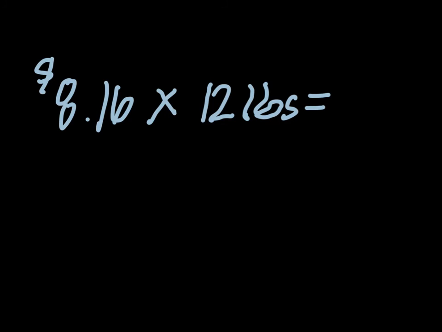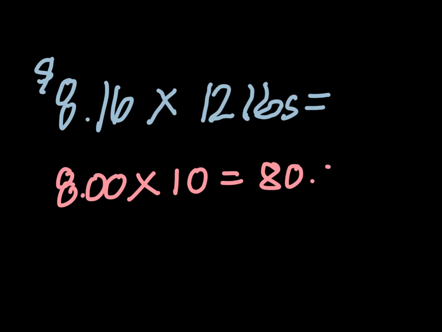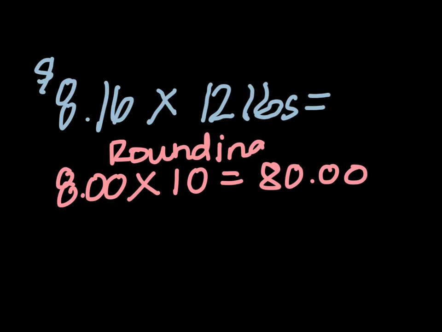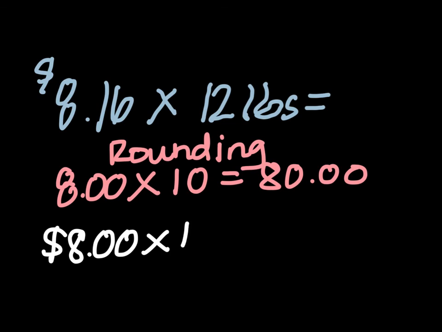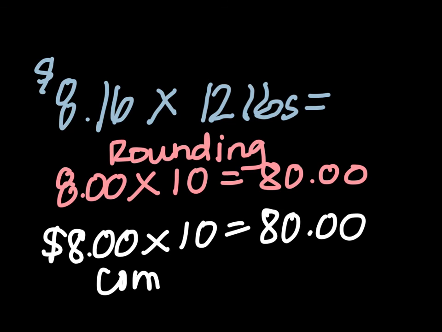So to check your answer, you could have used rounding, which would have taken $8.16 to $8 and 12 pounds to 10, which would have given you 80. That would be that rounding method. To use compatible numbers, you should have gotten $8.16 would have also rounded to $8. 12 pounds could have gone again to 10. So you actually in this situation would have gotten the same answer whether you did compatible or rounding. All right?